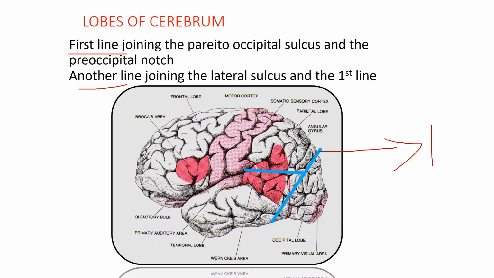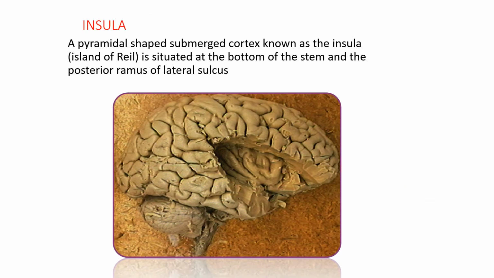So this is the second line, joining the lateral sulcus, that is the rami of the lateral sulcus, with the first line. So we are joining here the posterior ramus of the lateral sulcus with the first line. The first line is very important. You have to know how to draw it, joining the parieto-occipital sulcus and the pre-occipital notch. So we have learned how we can divide the superolateral surface into 4 lobes.